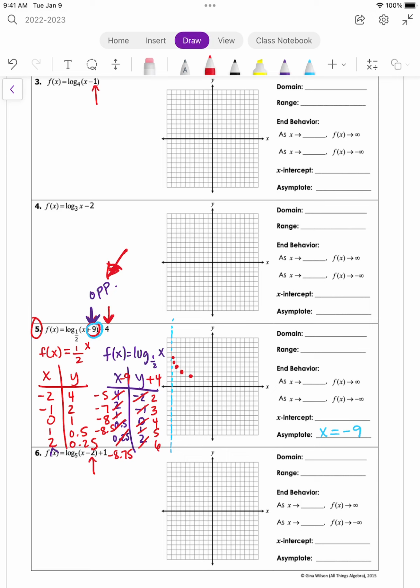Okay, let's connect the points. Be careful not to touch. Try not to touch the asymptote. There it is.